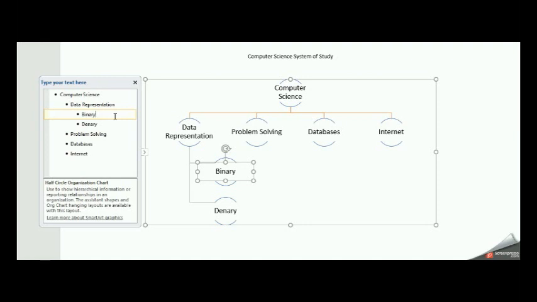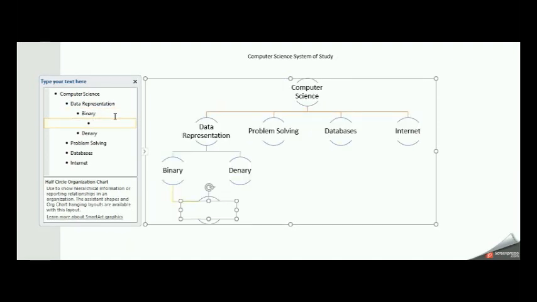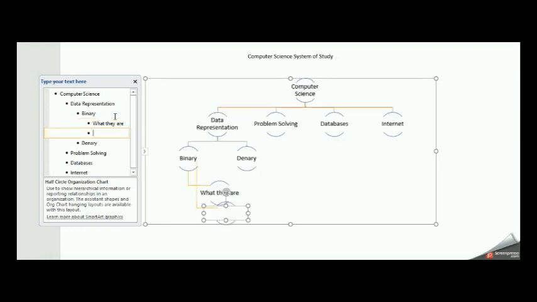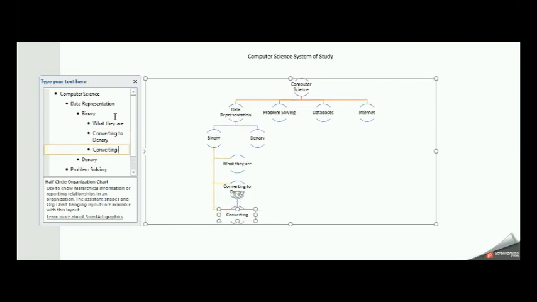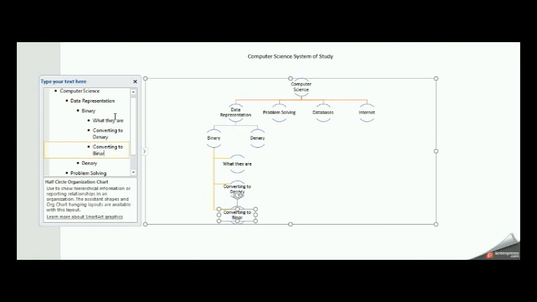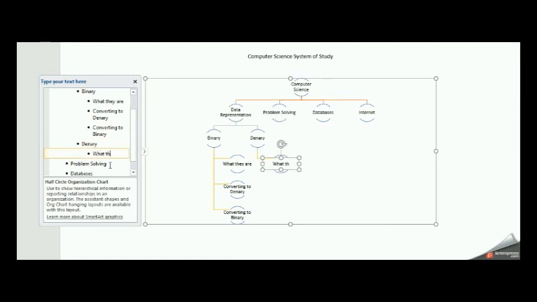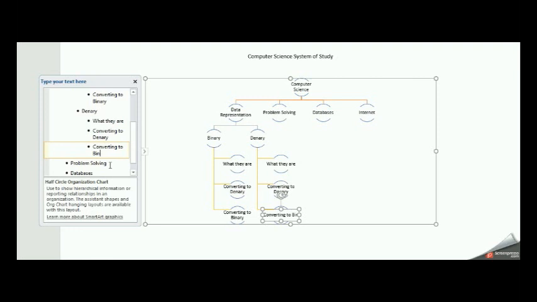So can we break down what we've done with binary? Yes, we can. We've looked at what they are. We've looked at converting to denary. And we've looked at converting numbers to binary. Same with denary. A subsystem of denary would be what they are. We've then looked at converting to denary. We've then looked at converting to binary. Now the question I'm going to say is, can we create subsystems even further?